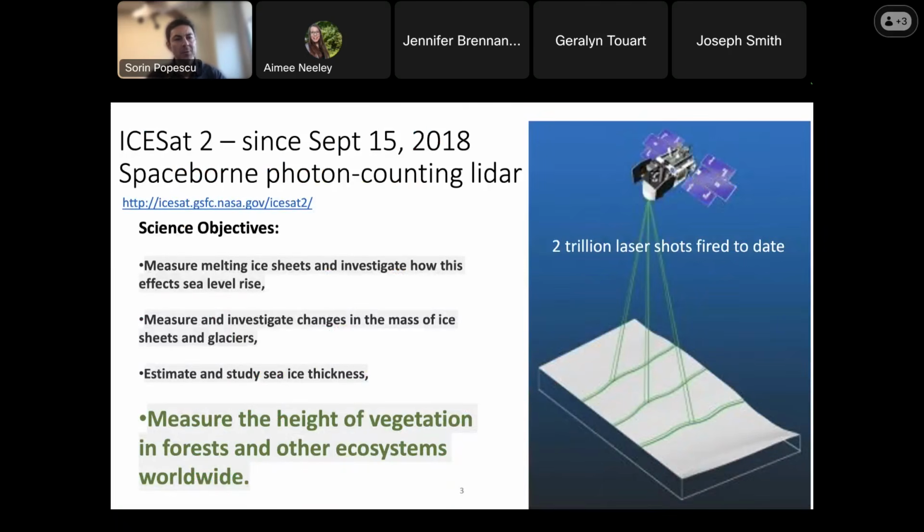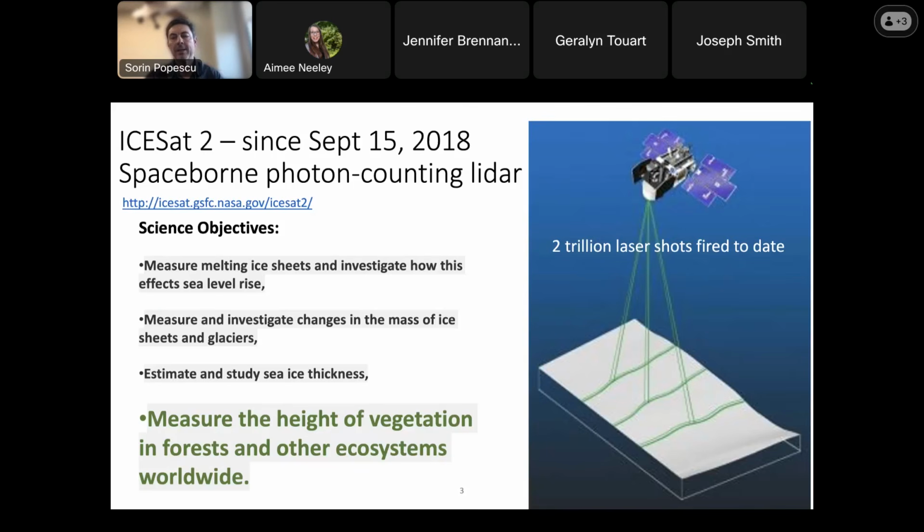So ICESat-2 was launched in September 2018. It's a spaceborne photon-counting LiDAR, and the science objectives were to measure melting ice sheets and investigate how this affects sea level rise, measure and investigate changes in the mass of ice sheets and glaciers, estimate and study sea ice thickness, and the objective of interest, I would estimate, to all of us here is the measuring of height of vegetation in forests and other ecosystems worldwide.